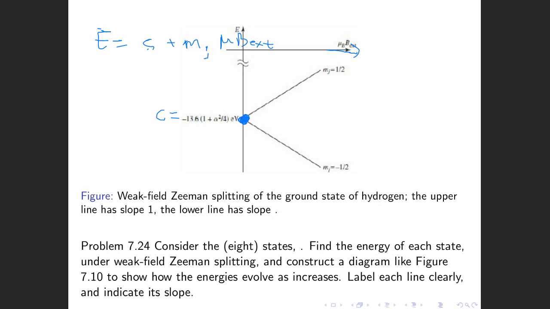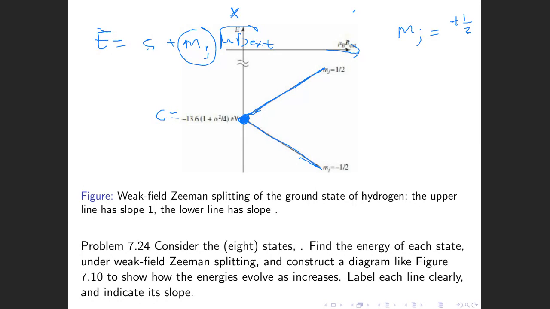So the mu and B are your variables. This is just a constant. So m_j, choosing j to be half, once you calculate everything, it's either going to be plus half or minus half. So you get some line which will have a positive slope of half, and another one which will have a negative slope. And this is the energy diagram that you get for the weak Zeeman effect.